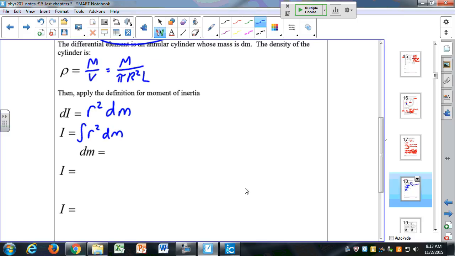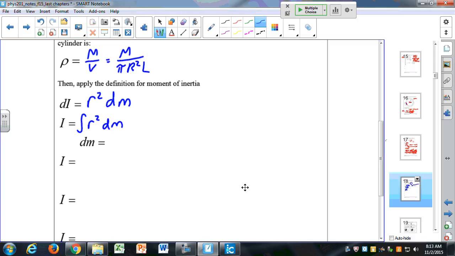All right. So that's what we're doing here, volume integrals. So now we define our dm. Our dm is 2 pi r. That's the circumference of our differential element times the height times the width times the density. Now I can put that in.